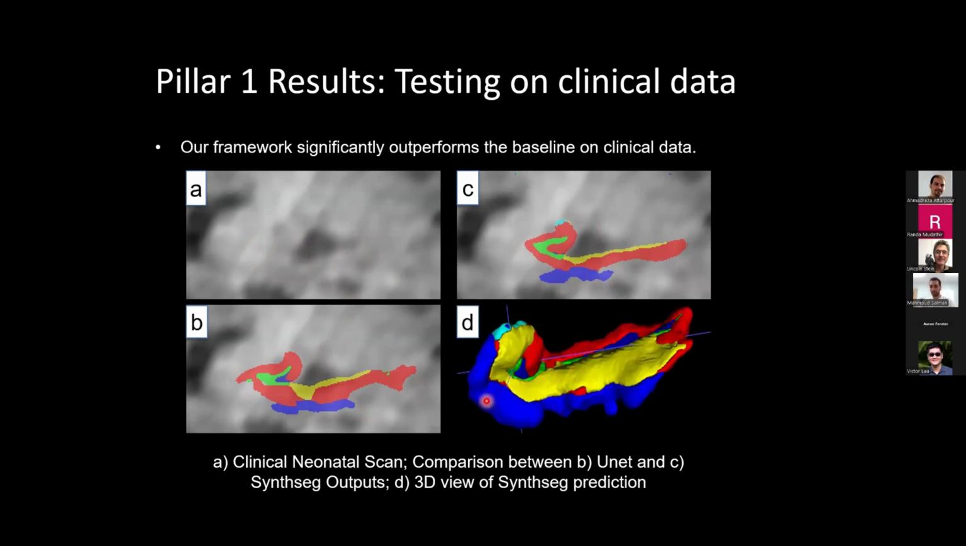And even in 3D, there are small breaks of topology here, but overall, compared to the old UNet HippUnfold segmentation, it's much better. We can't even see any tissue labels using manual raters here. So it's pretty impressive that SynthSeg could generalize to that extent, given this clinical data.